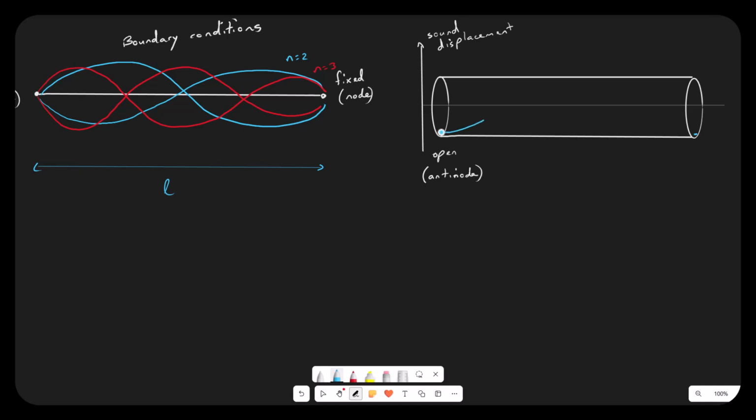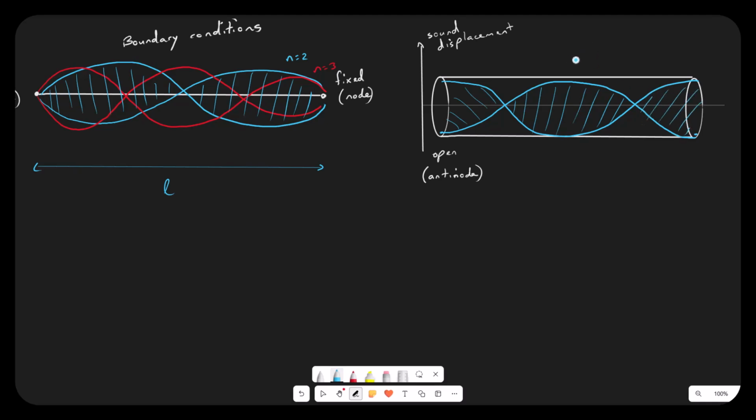So maybe I've got a wave that looks like this. I start on an antinode, I end on an antinode. Now if I were to count my loops, back here I would have said here's one loop, and here's another loop. That's why I get my n equals 2. I'm going to do the same thing here. Here's one loop, here's a half a loop, and here's a half a loop. So I have 2 complete loops. This is my n equals 2 wave.